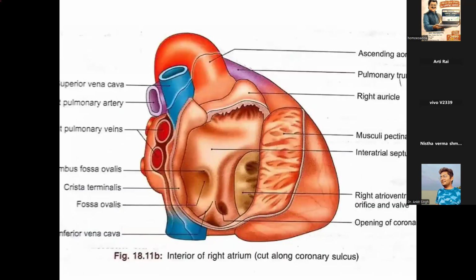Again, you see, right atrium, rough anterior part, smooth posterior part. The rough anterior part, with the presence of the musculi pectinati, we call the pectinate part. The smooth posterior part, we call the sinus venarum, and it has the opening of the superior vena cava and the inferior vena cava. Okay.